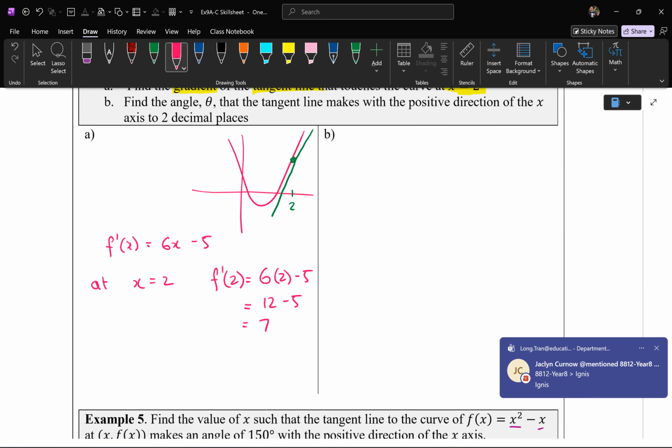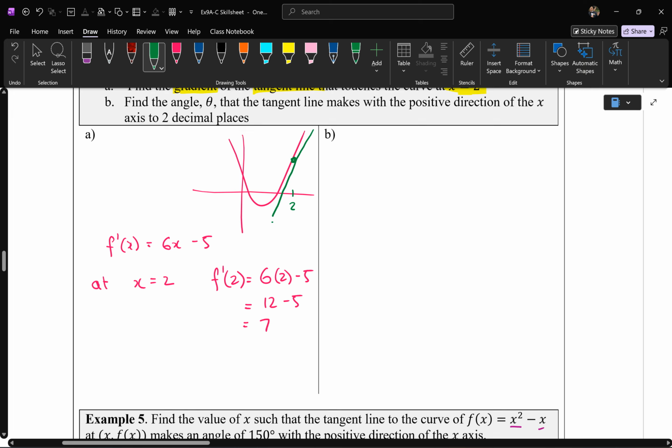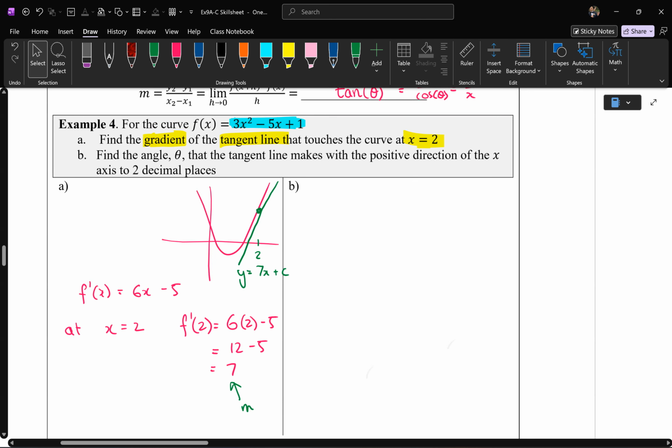So that tells me this straight line equation is y equals, now instead of mx plus c, I've now found m. This actually represents the value of m. It's the gradient. So you now know it's 7x. You just don't know what c is. In the next chapter, you then find c. That's called finding tangent lines and normal lines. So that's the only extra step. But for this exercise, you're just finding the gradient. Cool. So part A was easy.